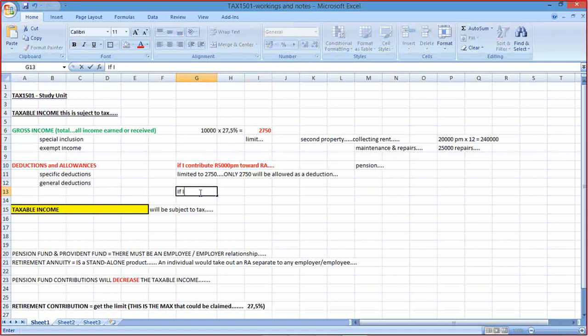Here's the other example. If I contribute 1,000 towards an RA, how much do I claim as a deduction? Do I claim 2,750, or do I claim 1,000? 1,000. Exactly. You only claim what you contribute. Only 1,000 is claimable, up to a maximum of 2,750. Does that make sense? Yes. And that's how the deduction works for an RA. Happy? Yes, I am.